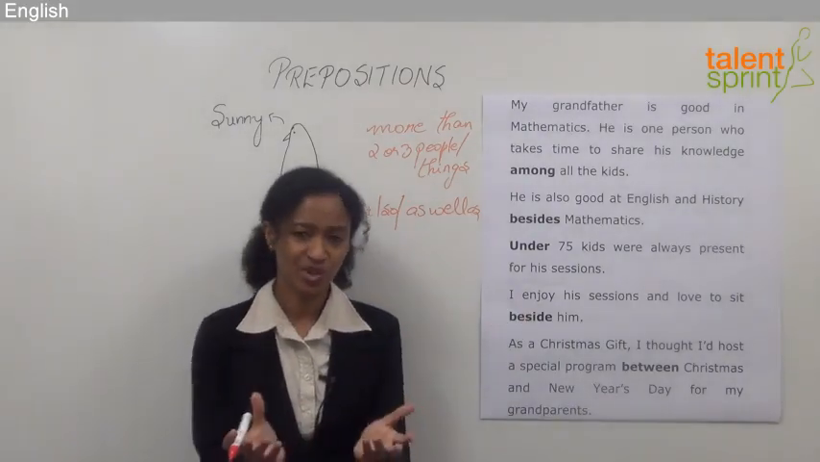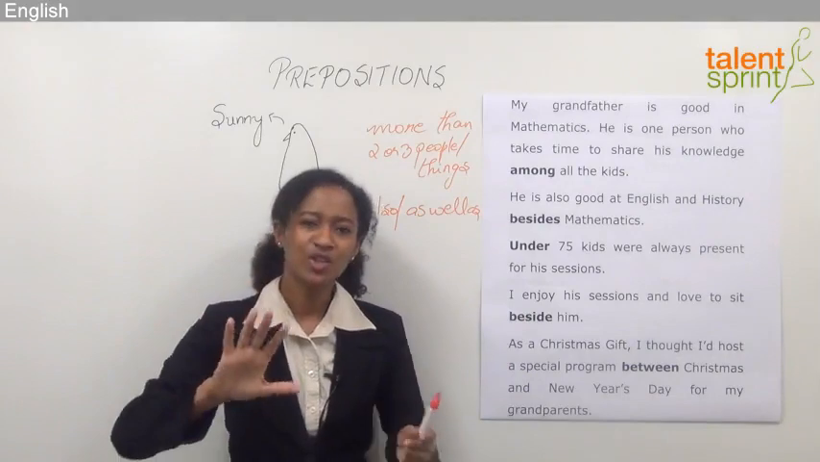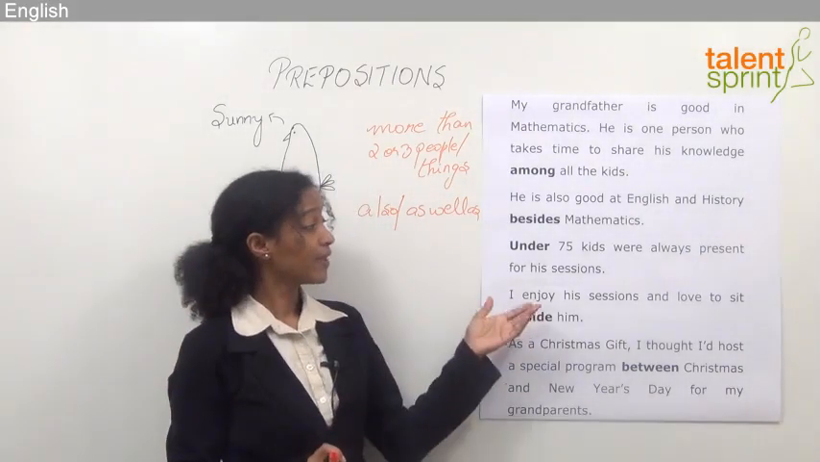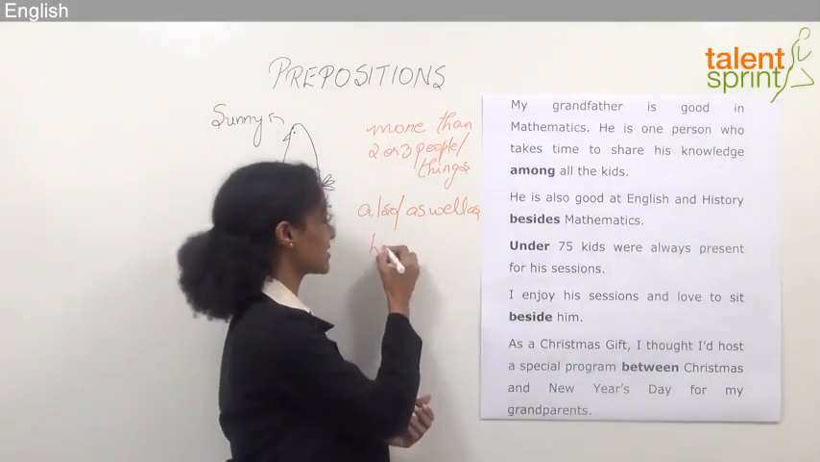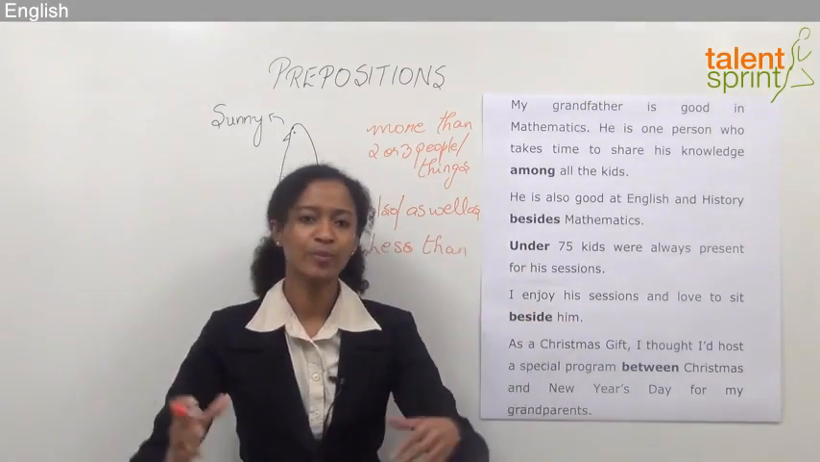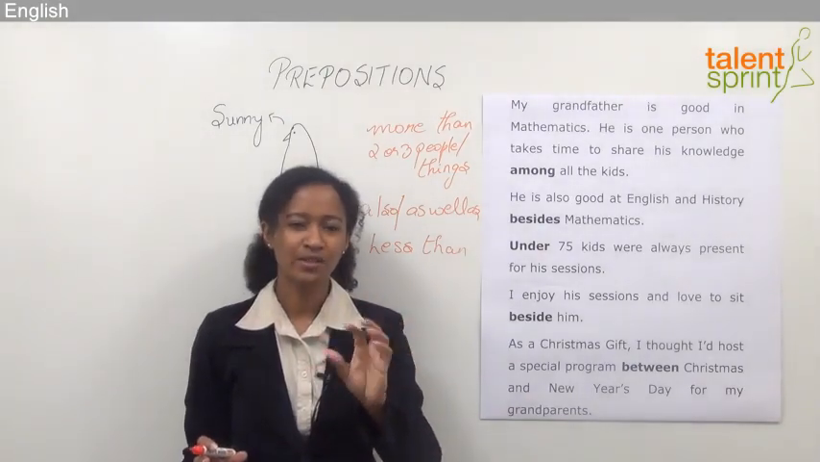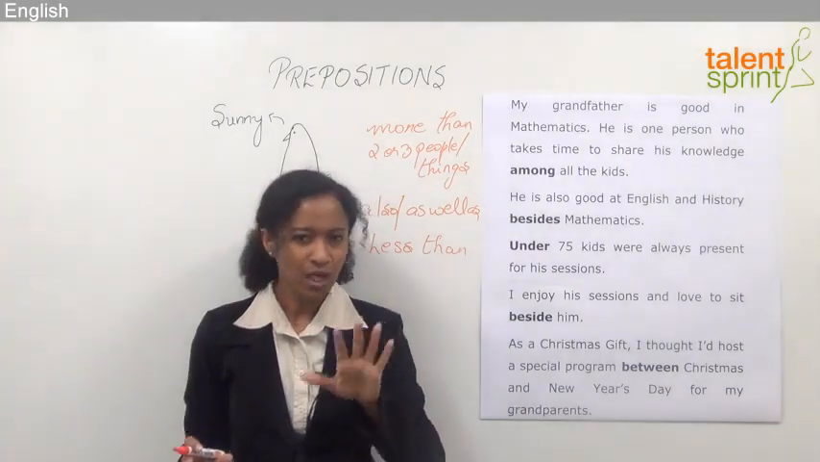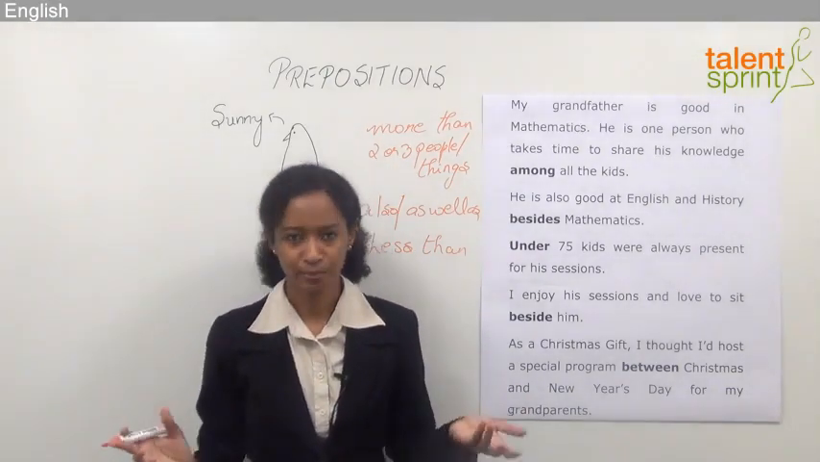Okay. Here, under 75 kids were always present for his sessions. Now, when there is a large number of people and you want to give an approximate amount, and it's not going to be over and above 75, then I will use under 75 kids. So here, under means less than. So if there's a large number of people present for a meeting, I know approximately there's about 100, but not more than 100. So I'm sure it's less than 100. So then I'll say under 100 people were present for the meeting.